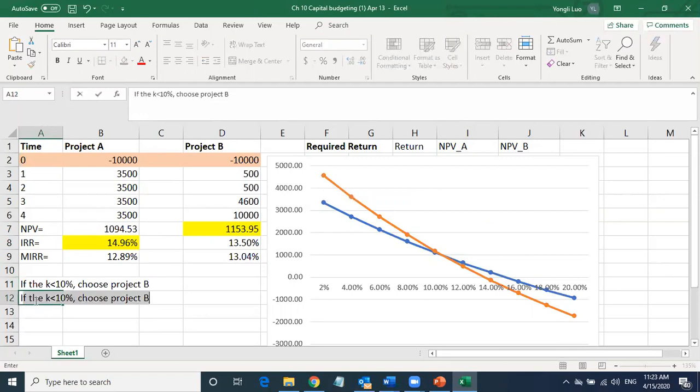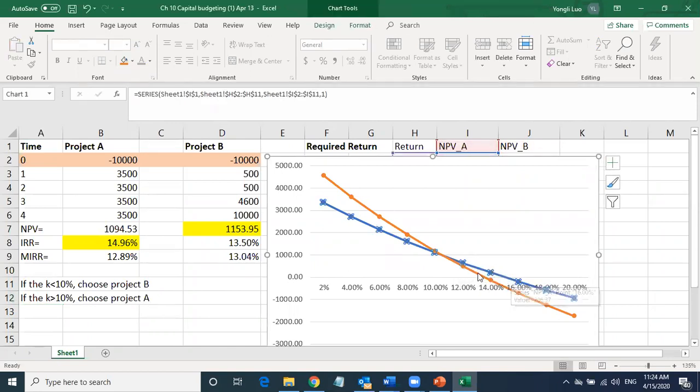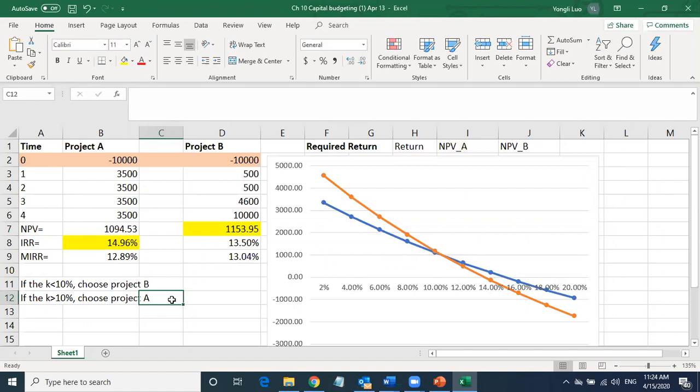If the required rate of return is greater than 10%, you should choose project A, because beyond that cross point, at any given level of required rate of return, project A, the blue line, has a higher net present value than project B. So if there is a conflict, you need to have the net present value profile, and the conclusion is that based on the required rate of return, you will make a choice of which project is acceptable.